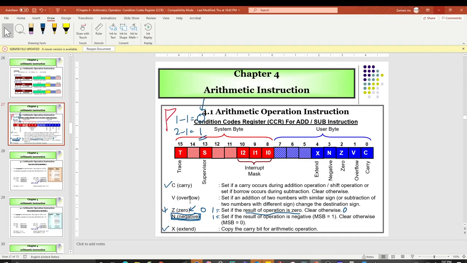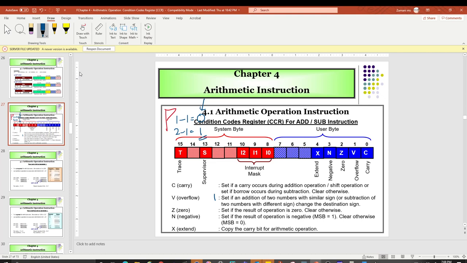So you learned about the carry, then you know about the extend, then you go for zero, then you go for negative. So let's look at the overflow. Okay, so overflow is a bit different. So what does it mean here? Overflow will be set to 1 if an addition of two numbers with similar sign. So you go back to the sign just now. The sign means the MSB sign. Or subtractions of two numbers with different sign change the destination sign.